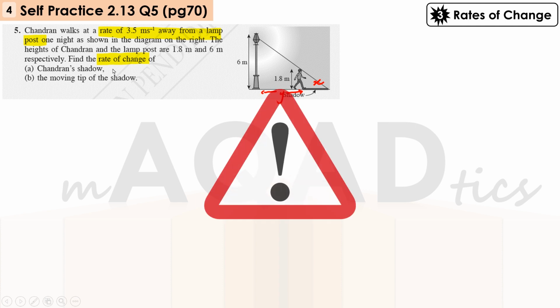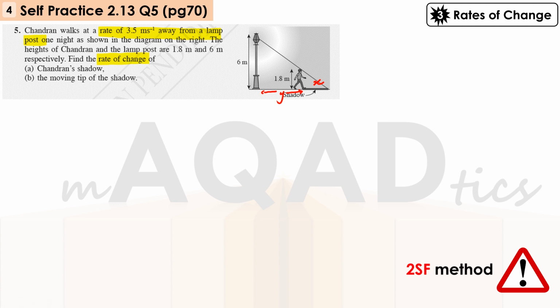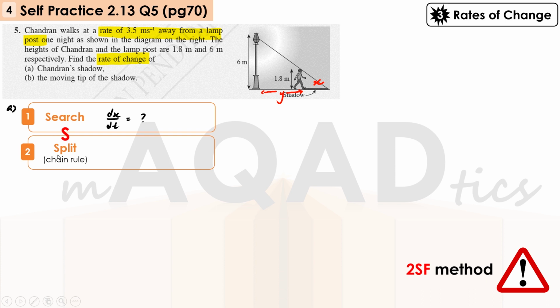Okay, so we can use the 2SF method that I mentioned in the previous videos, right? So the first step, or the first S, is search. The rate of change that we want to find would be dx over dt, right? Because x is the shadow, and dt because we need to find the rate of change. Second step, or the second S, is split. So we need to split this fraction into 2. Numerator, I put in the first fraction, denominator, I put in the second fraction.